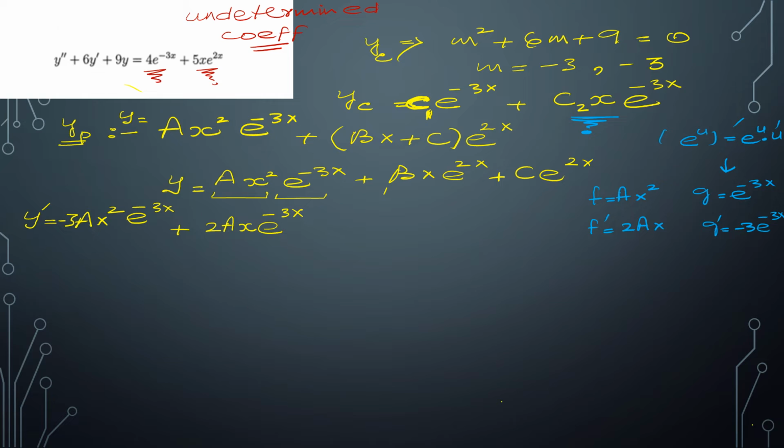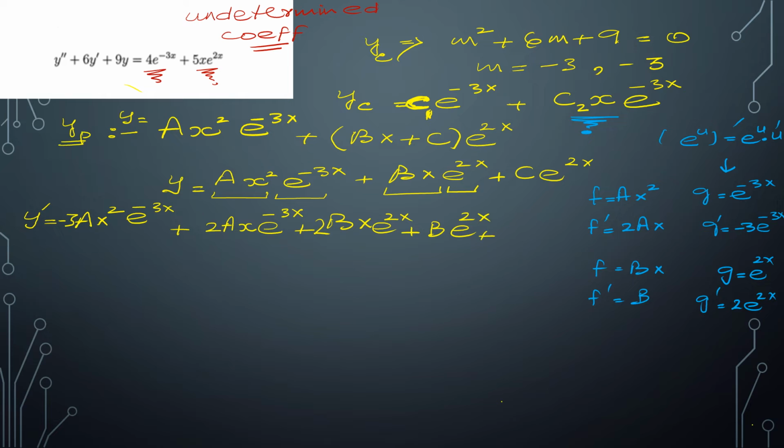Now have a look at the second term. Again I have to apply my product rule. According to that, I have my f, which is bx, and my g is e to the power of 2x. So my f prime will be b and g prime will be 2e to the power of 2x. Applying the product rule, I will write f, that is bx, times g prime, that means 2e to the power of 2x, plus g, that means e to the power of 2x, times f prime, which is b.